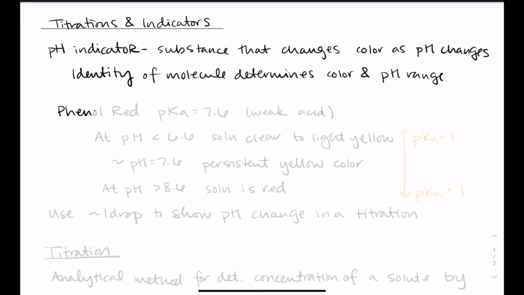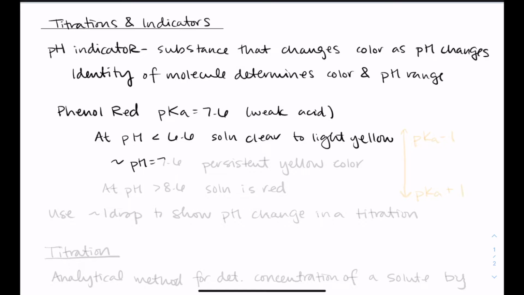So, an example of an indicator is phenol red. This has a pKa of 7.6. So, pKa, negative log of the Ka, this is a weak acid. So a pKa of 7.6, what this means is that at a pH of less than 6.6, what we have present in solution is the protonated version, so the full molecule non-ionized version of whatever the indicator molecule is.